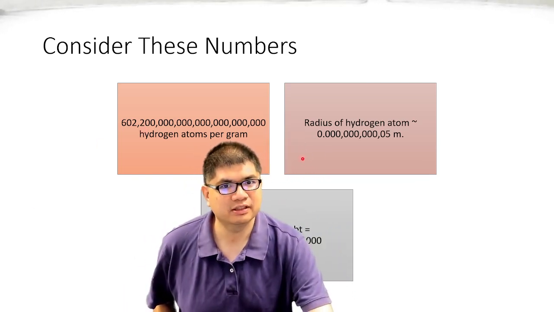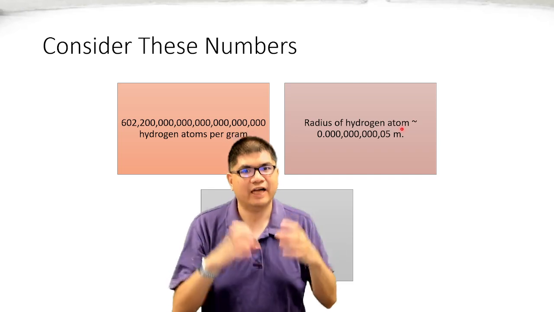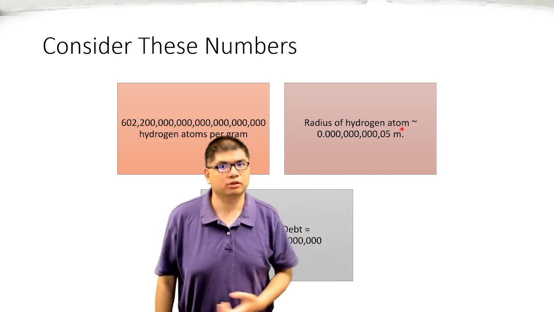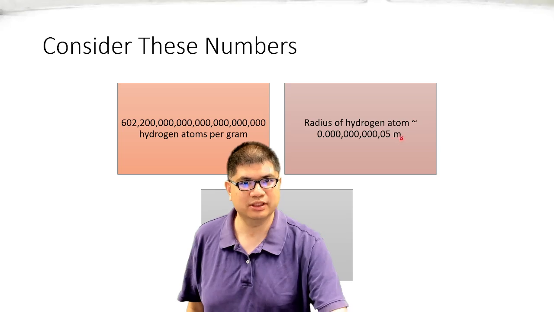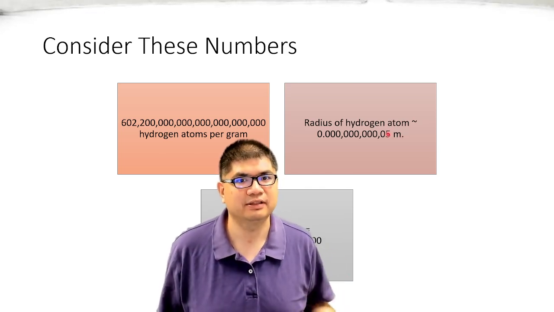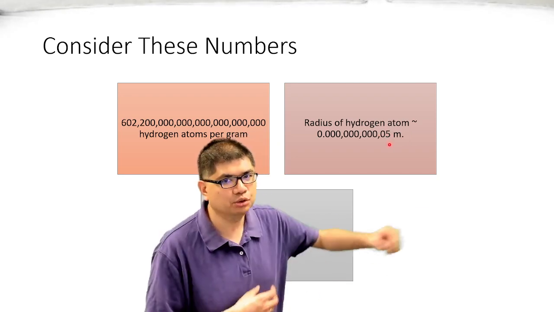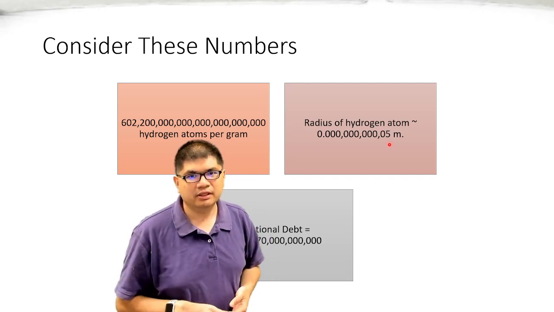Another example, taking hydrogen again, is the radius of the hydrogen atom. As you may know, the atom is very small. This is 0.10 zeros and then a 5. So the problem we're running into again is that it's very easy to lose count. And this is not the smallest number we have.